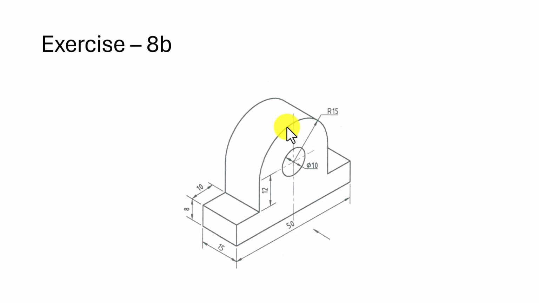So here, this particular arc radius is given as 15, and once the dome shape is completed, we need to make this hole for a diameter of 10 mm. Let's jump on to the Autodesk Fusion to create this 3D object.